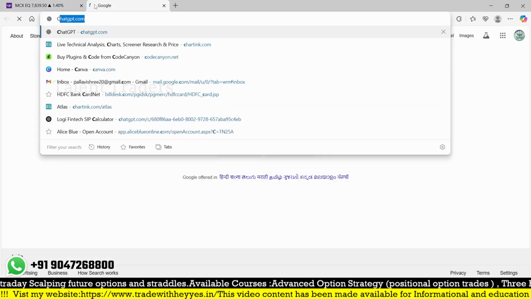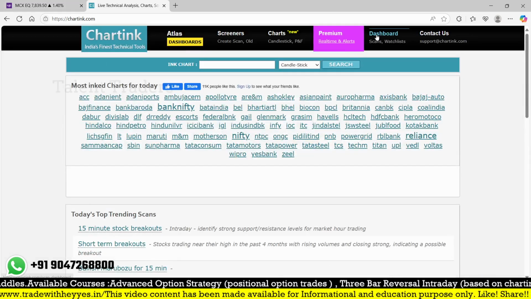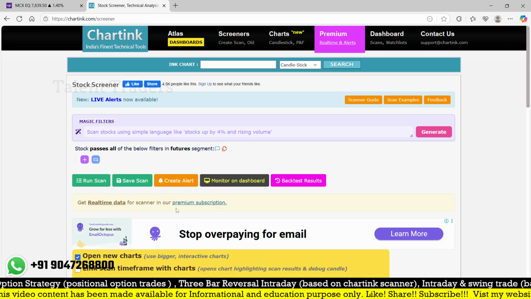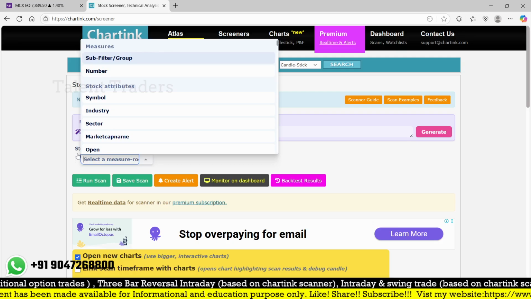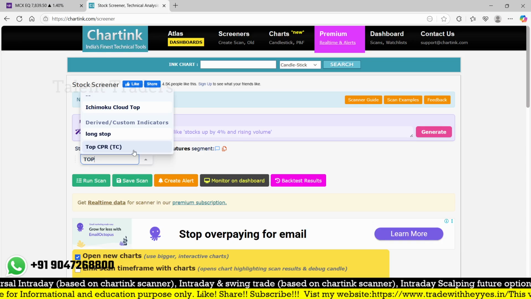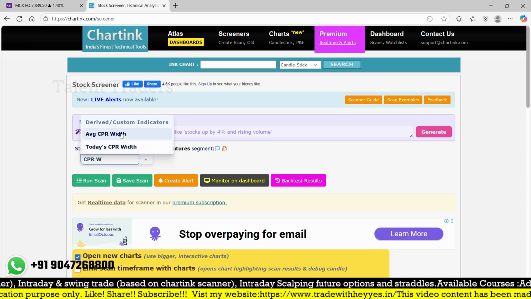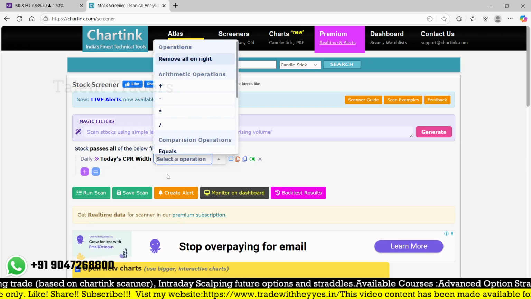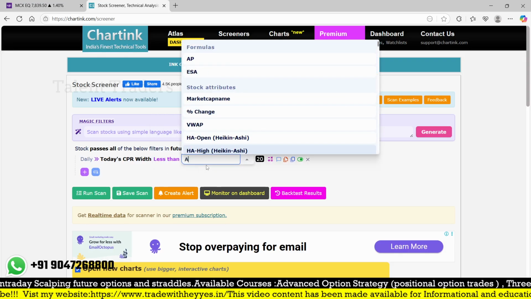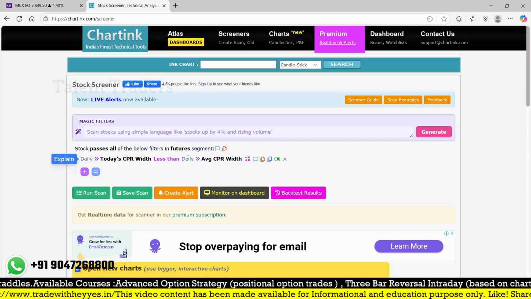So let me open Chartink. We already created the scanner for narrow CPR compared to the previous high and lower level. We normally use it for futures stocks, and let me try it for today's CPR width. So today's CPR width should be less than the average CPR width. Okay, so this is about the conditions which you have created.